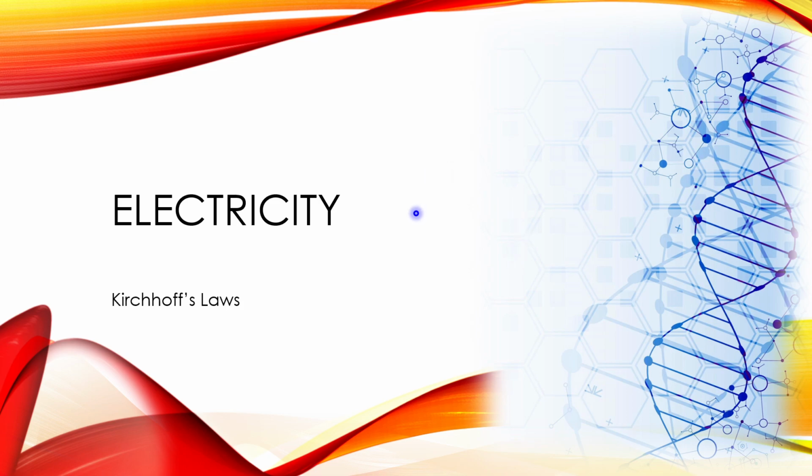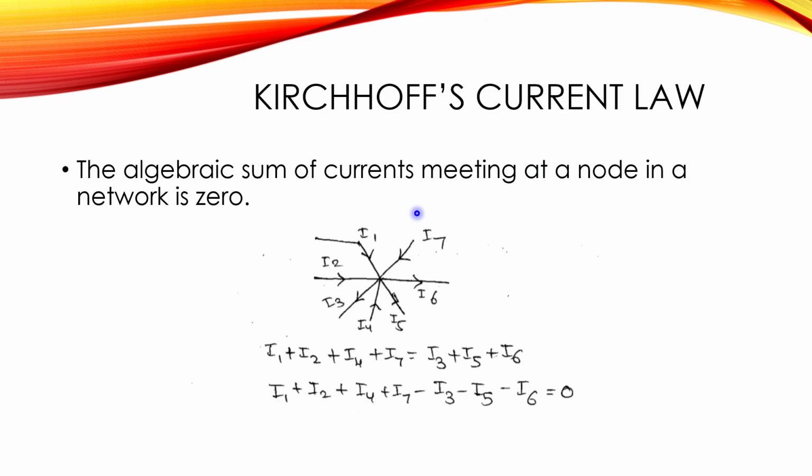Let's discuss Kirchhoff's laws. There are two basic laws, Kirchhoff's current law and Kirchhoff's voltage law. First, we will discuss Kirchhoff's current law. The algebraic sum of currents meeting at a node in a network is 0.